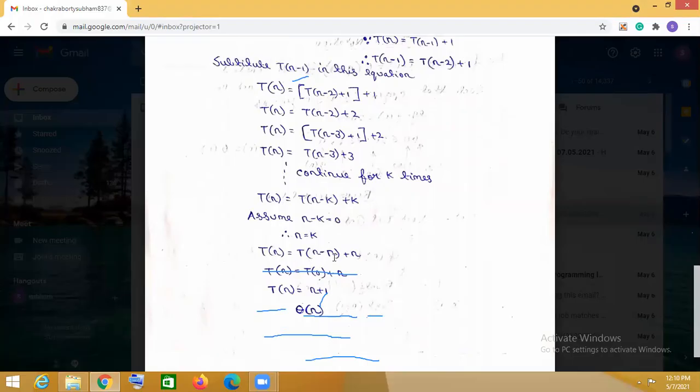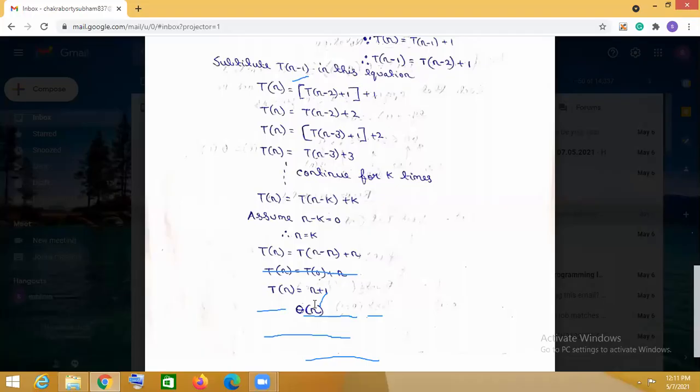So tn equal to tn minus n plus 1, that is tn equal to t0 plus n, and our value will be tn equal to n plus 1. Now you see what we get: the same number of calls which we got using the tracing tree. That is why tn equal to n plus 1, and it will be of theta n.